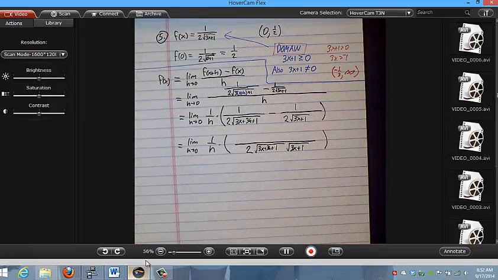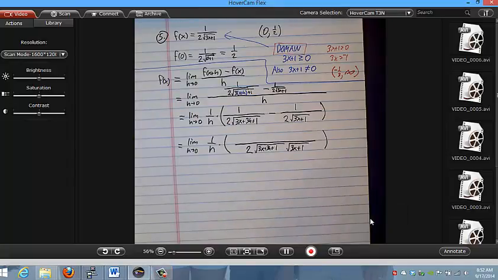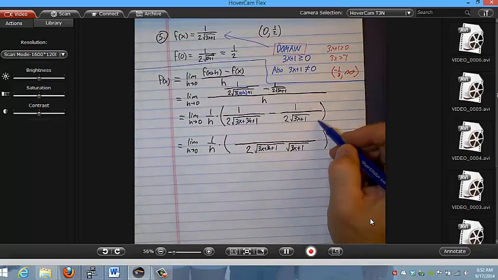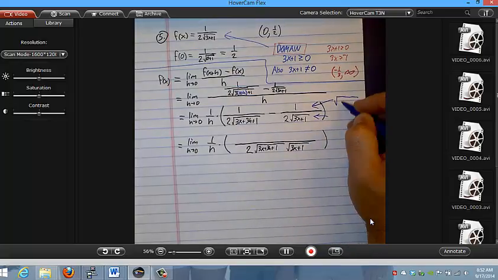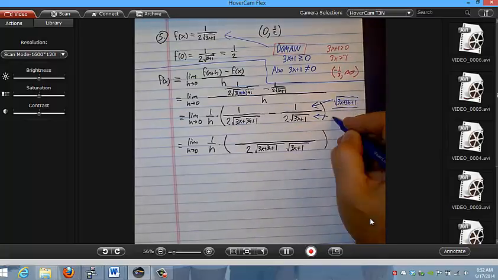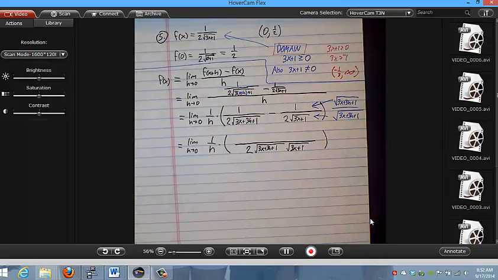You guys with me so far? What happened to the second? Really what I'm doing is I'm multiplying these fractions, top and bottom. So this fraction gets multiplied on top and bottom by square root of 3x plus 3h plus 1. Do you guys understand that? What about the other one? That gets multiplied top and bottom by what? The square root of 3x plus 1.